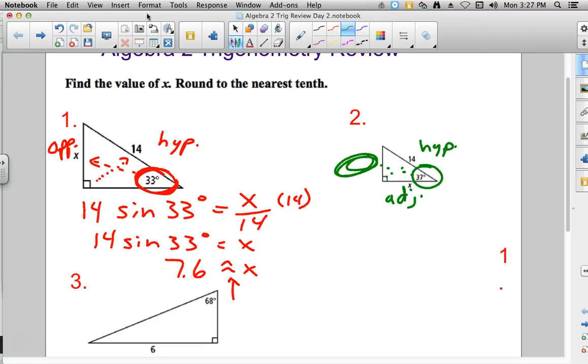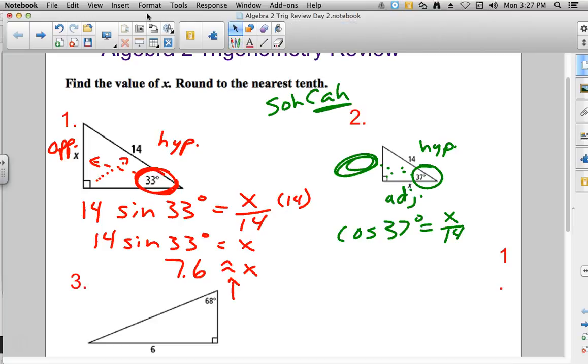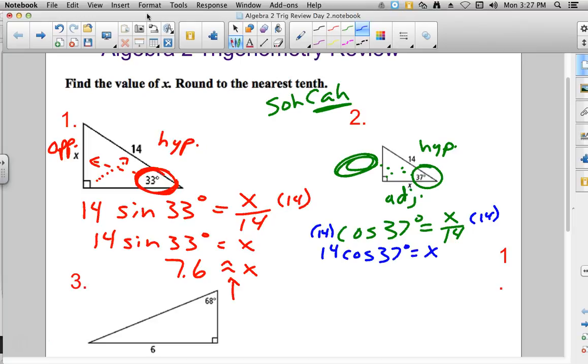And I see that I'm going to use adjacent and hypotenuse, and I realize I'm not going to use sine this time. I'm going to use cosine with adjacent and hypotenuse. So the cosine of 37 degrees equals adjacent x over 14 hypotenuse. And then what we'll need to do, because again the calculator is storing that cosine of 37 degrees for us, is just multiply both sides by 14. So 14 times the cosine of 37 degrees will give us x.